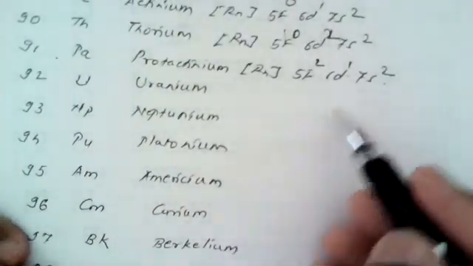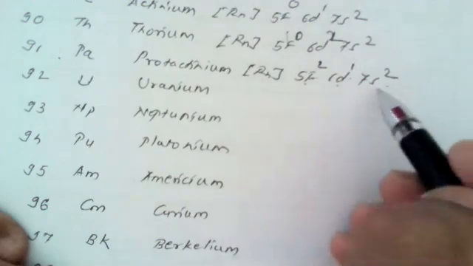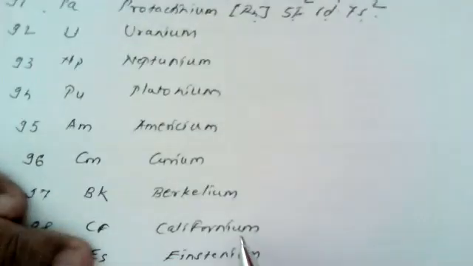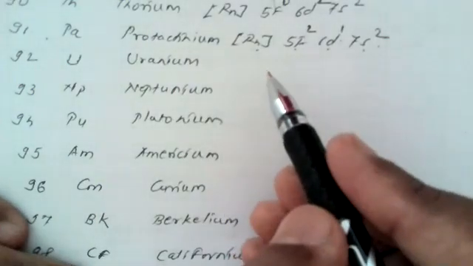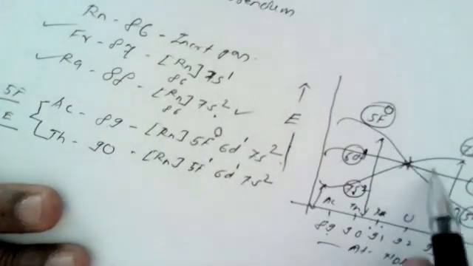Again here some disruption is there. So 5f2 6d1 7s2, 86 plus 5 is 91. So this is an anomalous electronic configuration of protactinium. Now we are moving closer to uranium, where all the three orbitals have almost similar energy.